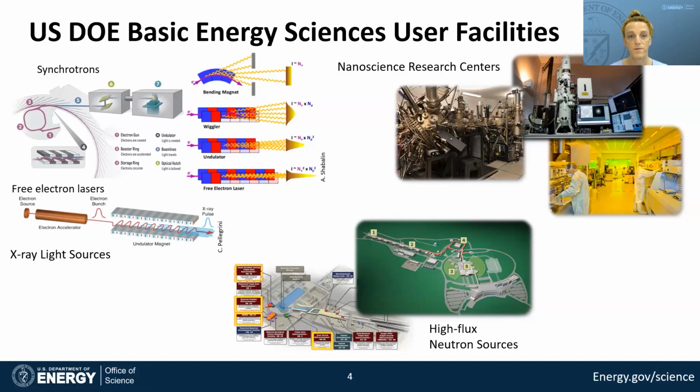On the immediate horizon, for example, the Advanced Photon Source at Argonne National Lab is currently replacing its entire ring with a new design, which will improve the brightness by 500 times. And our free electron laser, the LINAC Coherent Light Source at Stanford Lab, is on the verge of opening up a new LINAC that will improve its average brightness by 10,000 times. And our nanoscience research centers are undergoing a recapitalization project to improve, update, and expand their instrumentation as well. So, if we can go to the next slide.